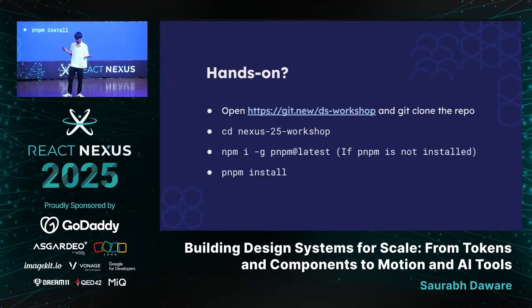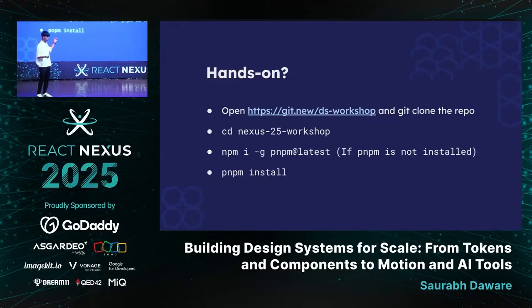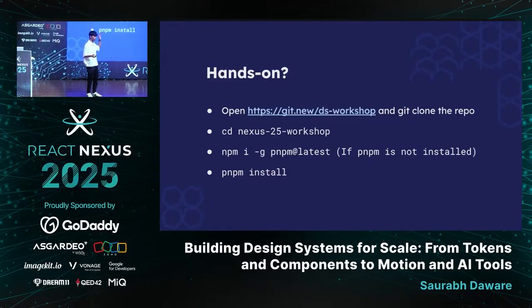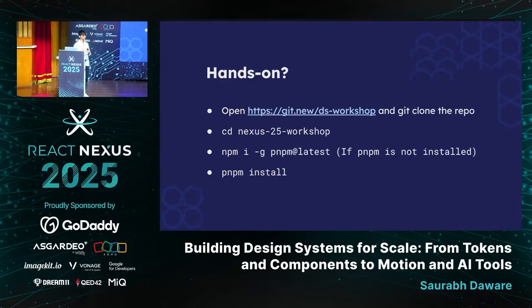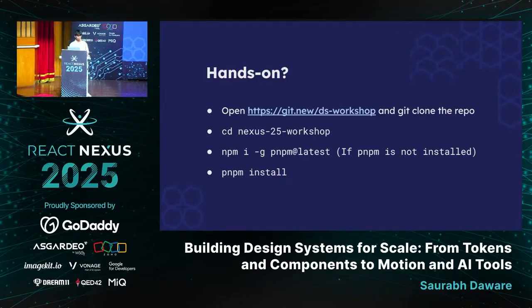So yeah, I have some hands-on part. If you have laptops, you can go to this URL, git clone the repo that you see, just cd to it, and if you have pnpm installed, you can just run pnpm install. It's just git.new/ds workshop. I shortened the URL.